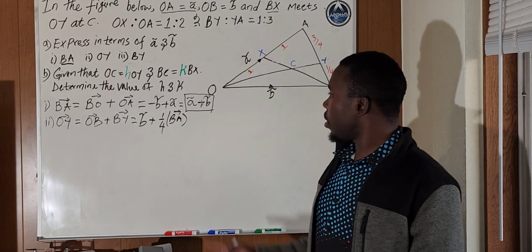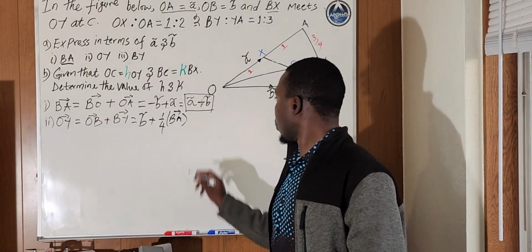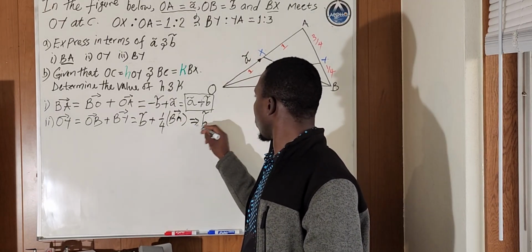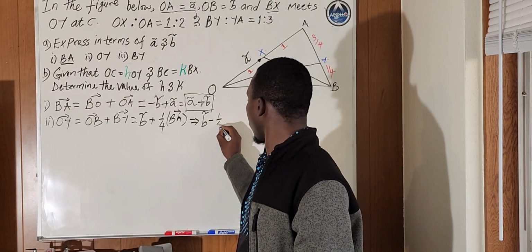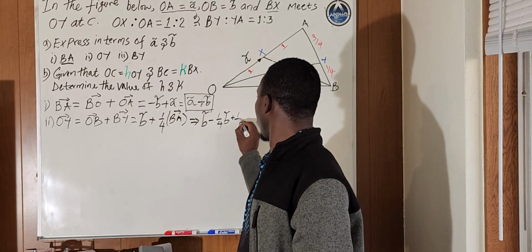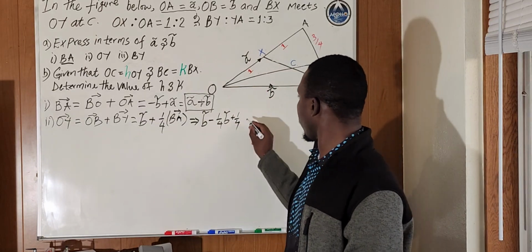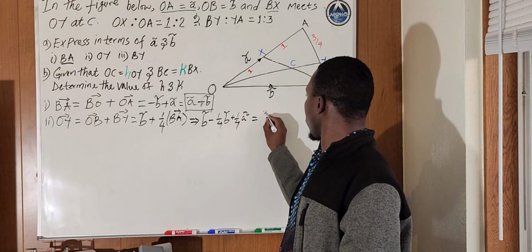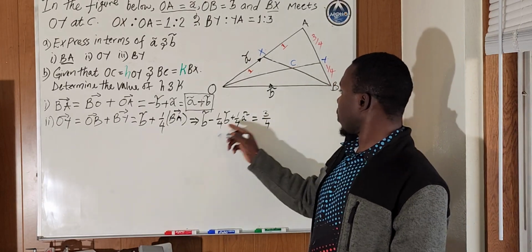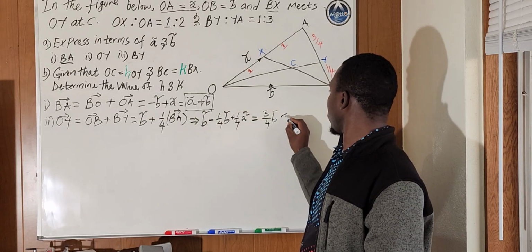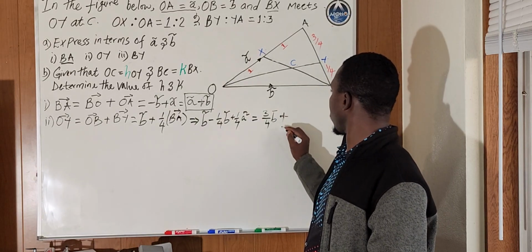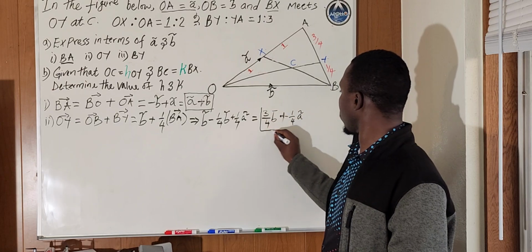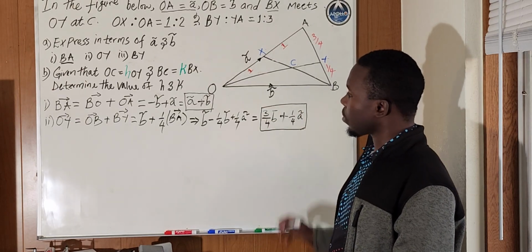But we know BA, we already found BA here. So this can be written as vector B minus a quarter vector B plus a quarter vector A, which equals 1 minus a quarter. You will get 3/4 of vector B plus a quarter vector A. So this is the expression for Roman 2.